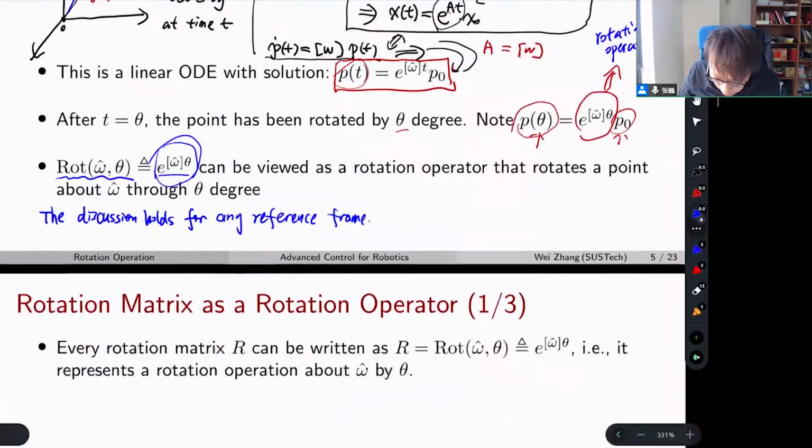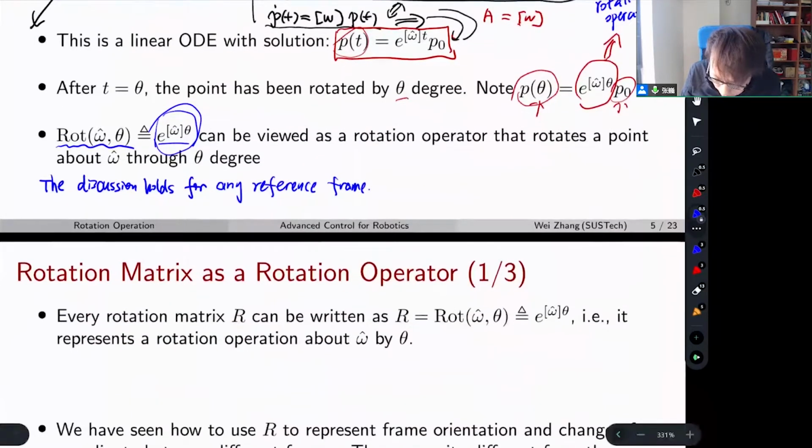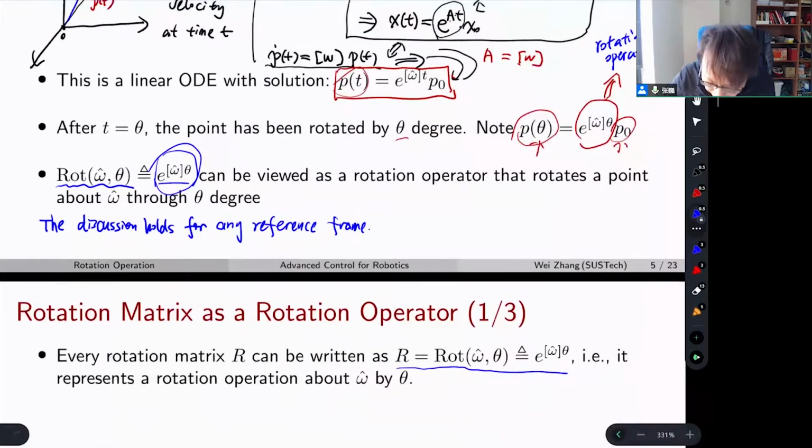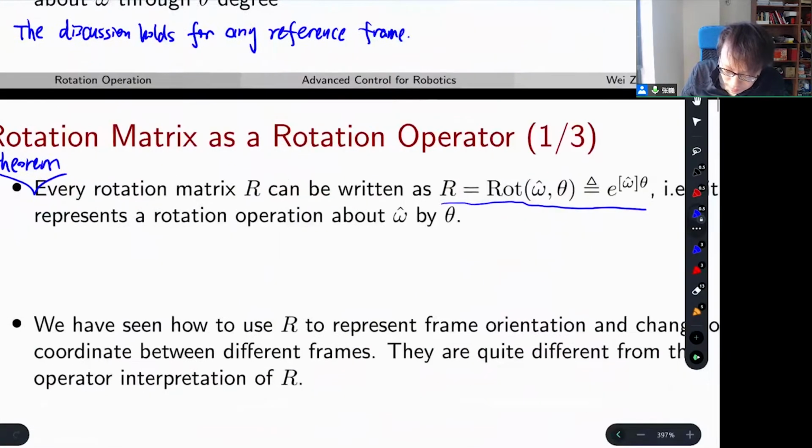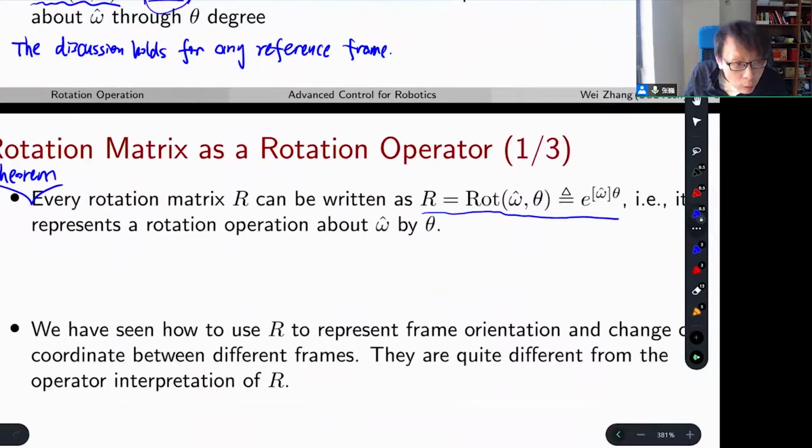Okay, so now let's think about this. Every rotation matrix actually can be viewed as a rotation operator. I think this is a fact, I will call it a theorem, not a simple fact. What I say is, first of all, let's divide this into two parts. I don't think this statement is very precise. Let's make it more precise.